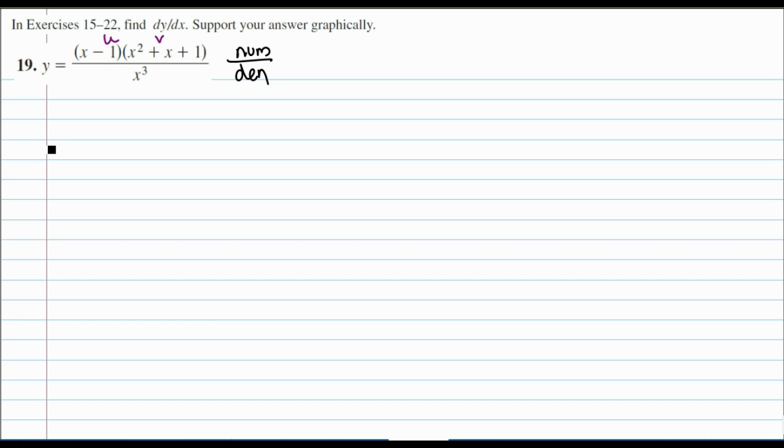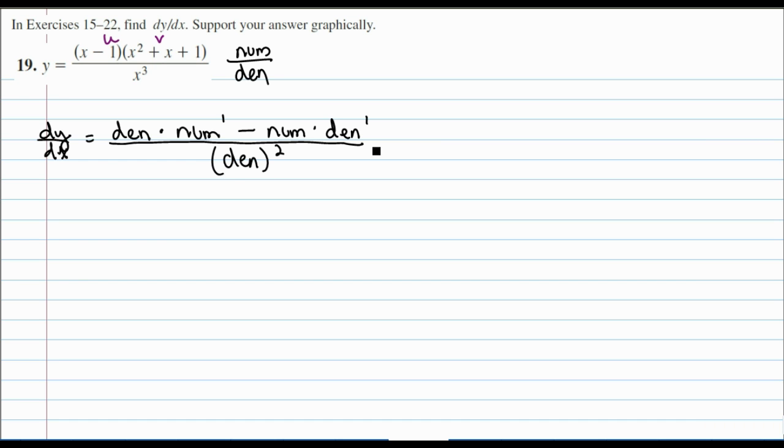So essentially my y prime, dy dx, is going to equal, and I'm just going to shorthand this so that you can see how this is playing out. I'm going to have the denominator first times the derivative of the numerator minus, now I'm going to leave the numerator alone, times the derivative of the denominator all over the denominator squared. Now you in no way can write this out. This is not showing your work. This is just my shorthand to show you what I'm going to do for notes purposes only.